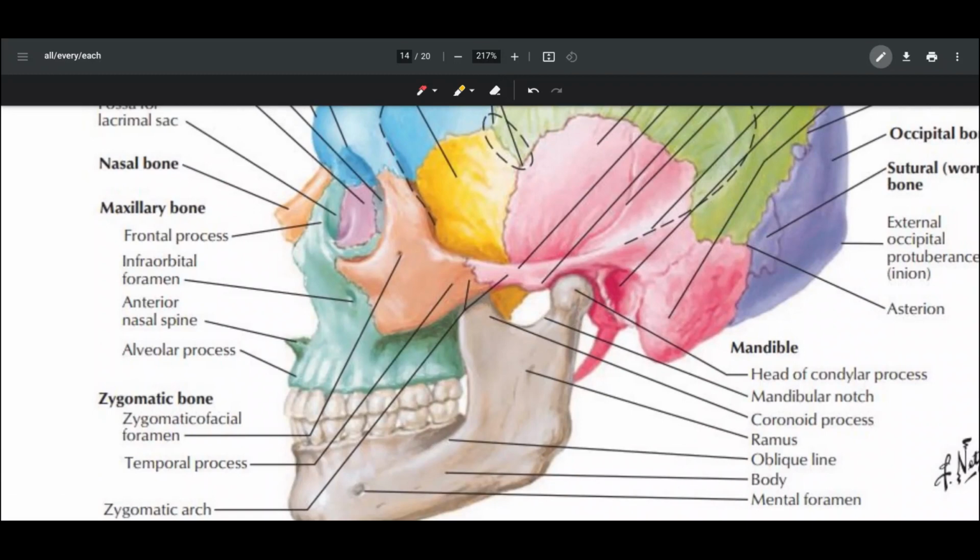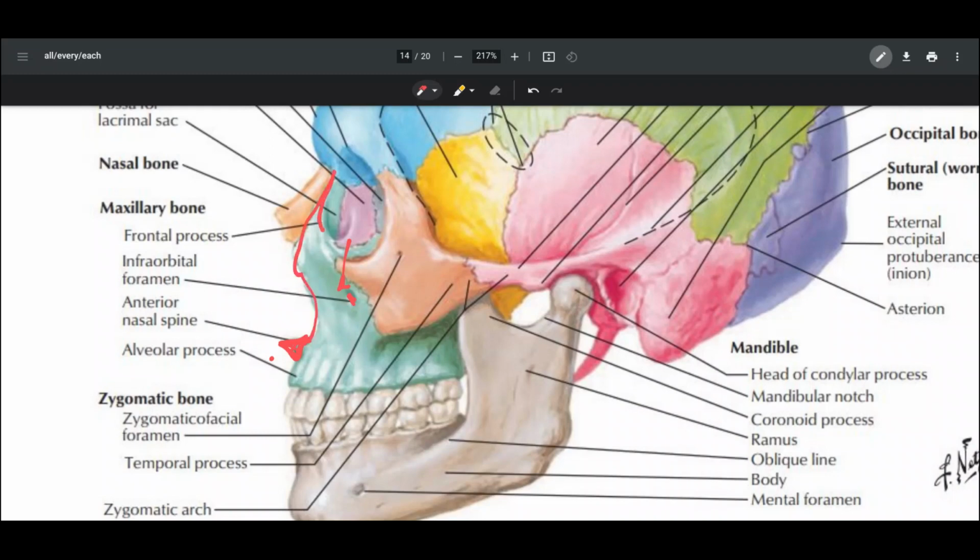So this green bone is the maxillary bone. The one which contains the teeth is the alveolar process. It contains the teeth and the roots of the teeth. This anteriorly protruding spine portion is called the anterior nasal spine. Okay, we discussed it in the anterior view also. This is the infraorbital foramen, which is below the orbit. The infraorbital foramen passes infraorbital nerves and vessels, and it's very important.